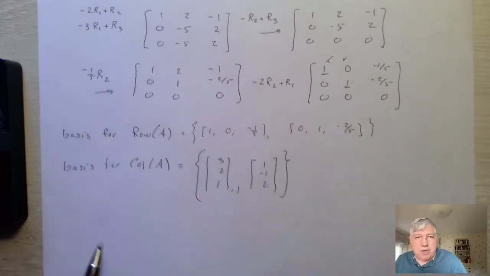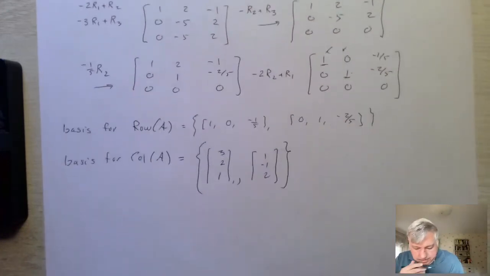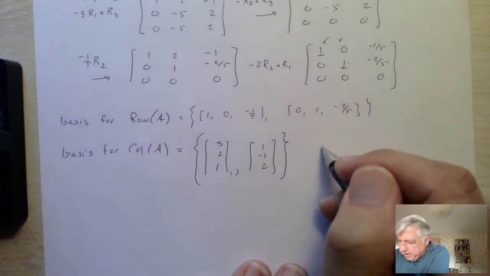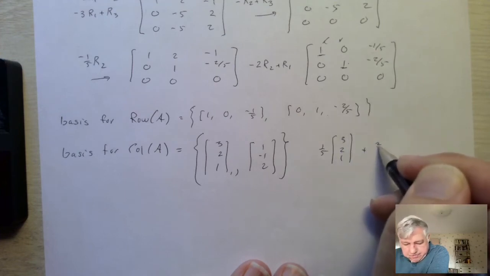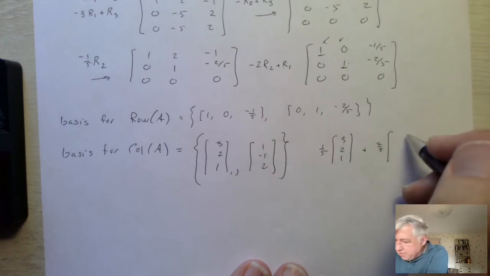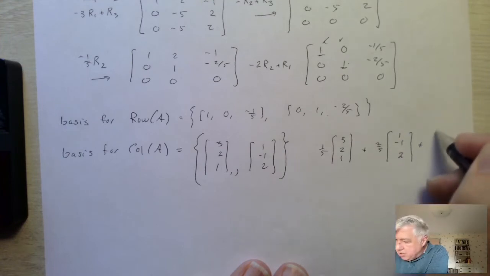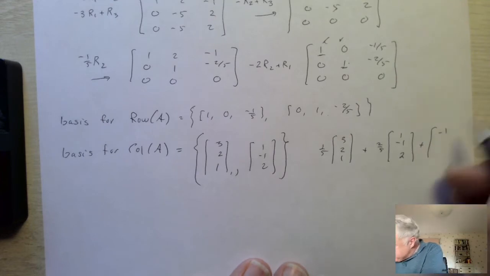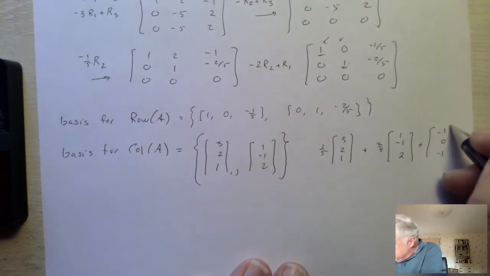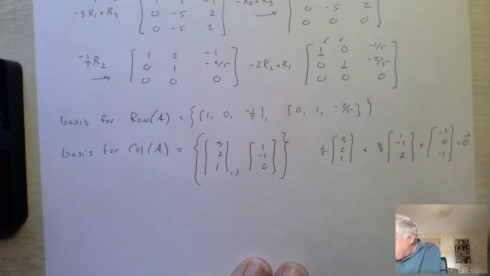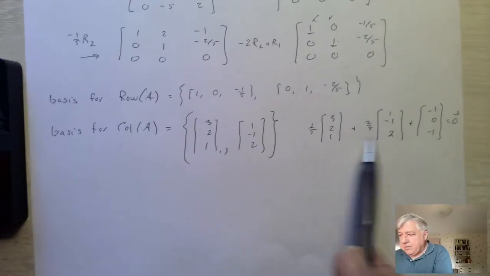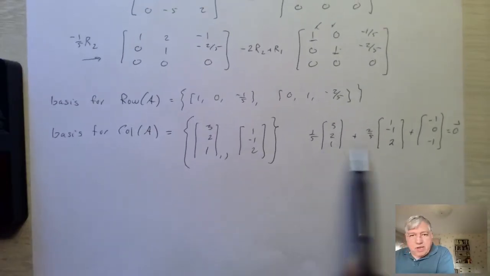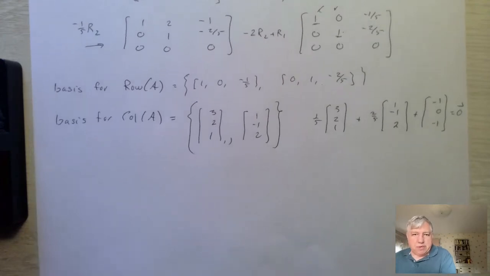Okay, it would not be all 3 columns. In fact, if you think about this, I'll just show that: 1/5 times (3, 2, 1) plus 2/5 times (1, -1, 2) plus (-1, 0, -1). That's going to be 0. That's going to be 0. So the columns of A are not linearly independent. They're actually dependent. Now, where did we get all these fractions from? We'll get there in a moment.